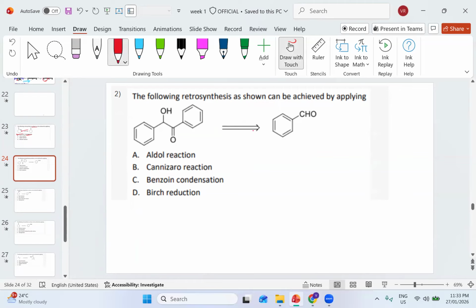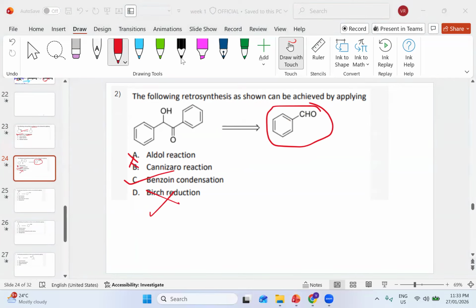The next question: the following retrosynthesis as shown can be achieved by applying. Again, similar. If you look at this one, this is an aldehyde. Forget about the Birch, aldol and the Cannizzaro. This will be the benzoin condensation reaction.